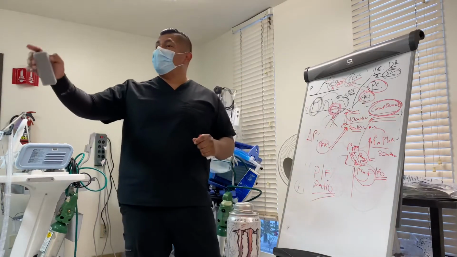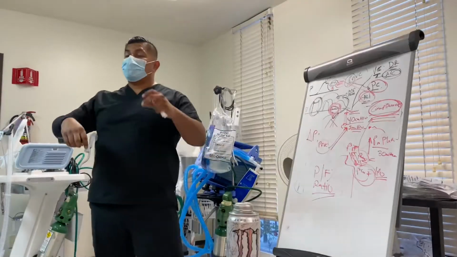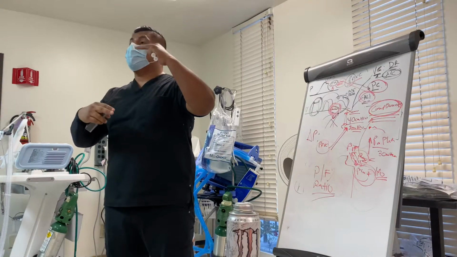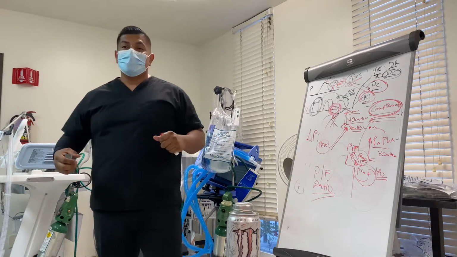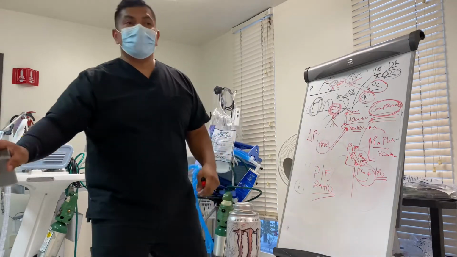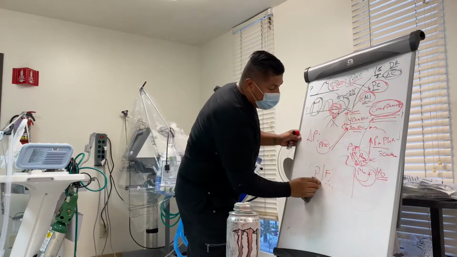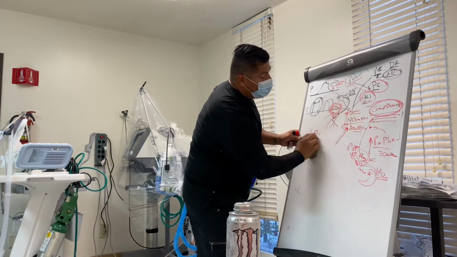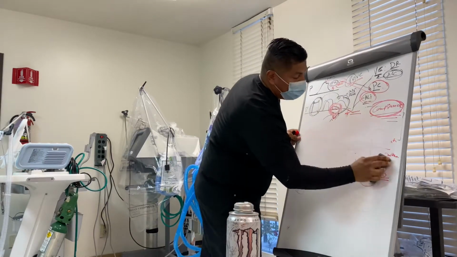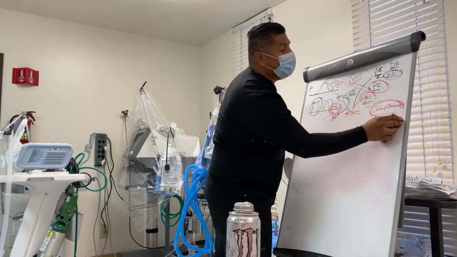So if you have a blood gas, your blood gas should tell you your PF ratio. If not, you can calculate it. Your AA gradient is different. So your PF ratio is directly related to how much lung injury do I have.